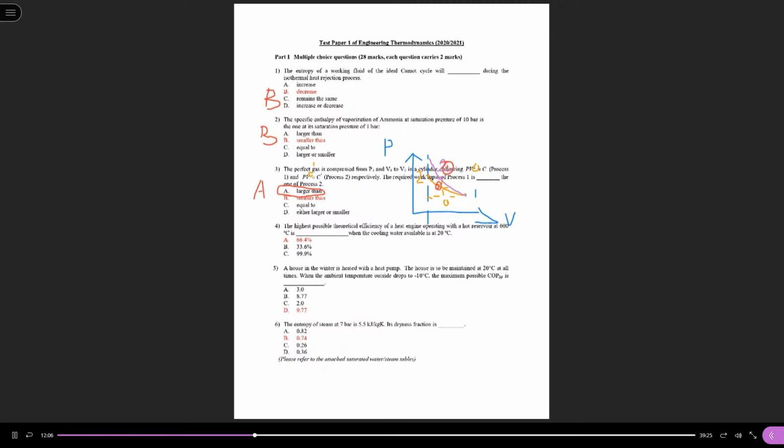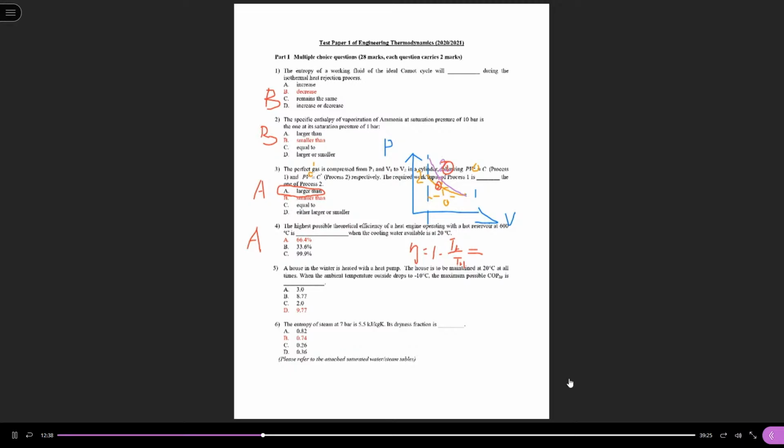Okay, then question number 4 is the calculation of the isothermal efficiency. What we have to be careful about here is this is the high temperature, this is the low condensation temperature, and we have to use absolute temperature. Then this solution is A.